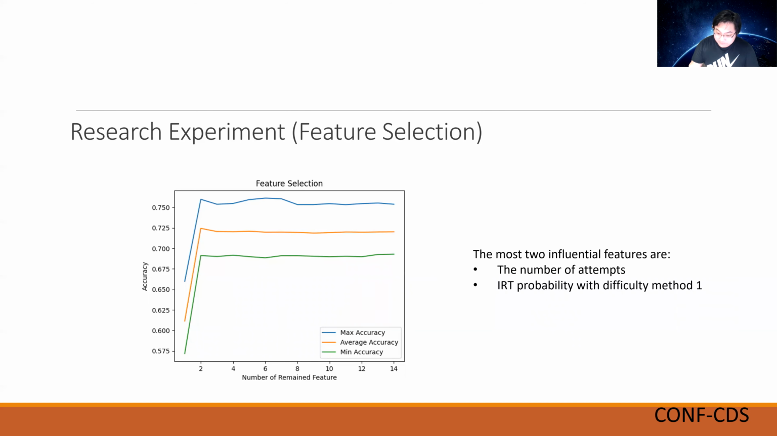For the feature selection, we can see that there are 2 most influential features: the number of attempts and NRT with difficulty method 1. The other features are not very effective to improve the performance of the logistic regression model, but they do help to improve the mean accuracy, which improves the robustness of our model.